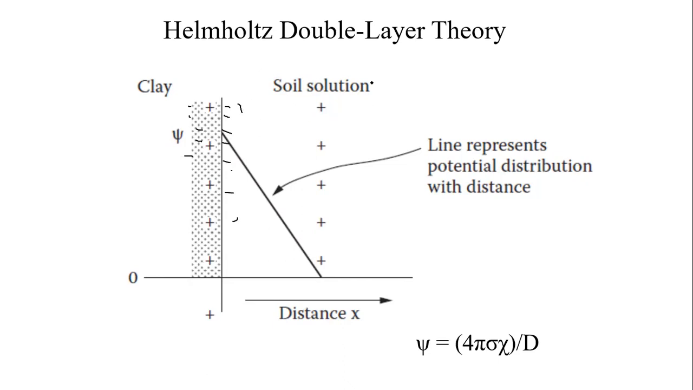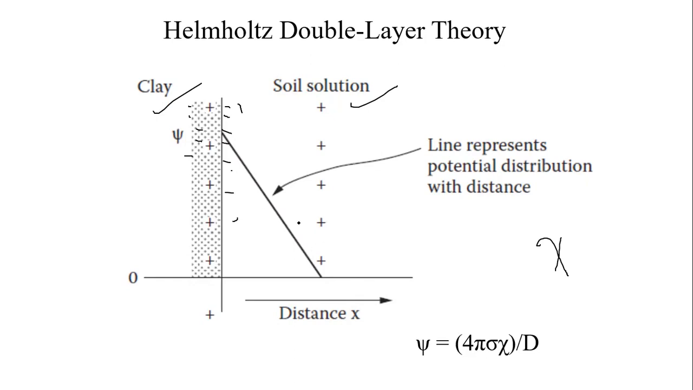Like this. This is the soil solution, and this is the clay surface. As the distance increases, represented by this letter, chi, the electric potential decreases. As the distance increases, the positive cations cannot be attracted as strongly to the negative charge, so the attraction towards the clay decreases.